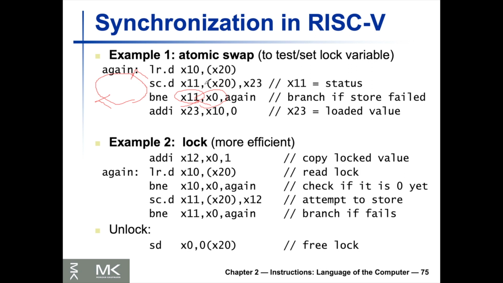The example 2 actually does that in a more efficient way. So in SCD, you're moving the data from X23 to X20. And X11 is more like a Boolean to tell you whether it succeeded or not. Yeah, that's right. Is that clear?